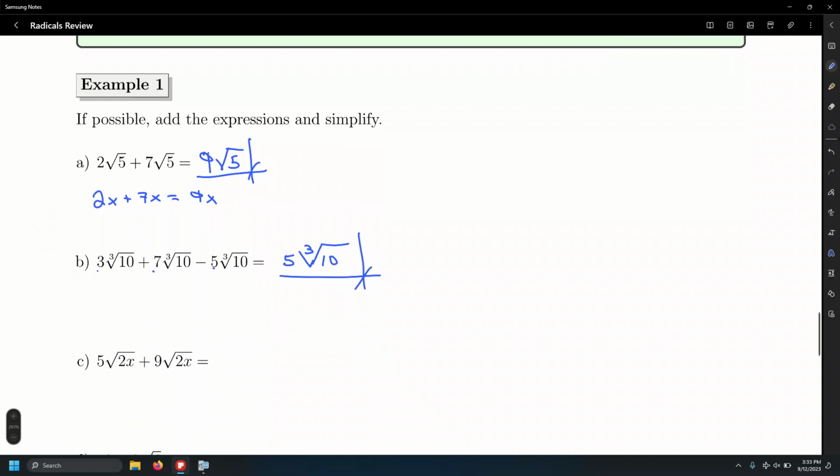Now, let's combine not just numerical values inside of the radical, but also variable terms as well. Now, here is the thing. Do we have the same index for these radicals? Do we have the same quantity inside of those radicals? So they're like terms for sure. All we do, 5 plus 9, 14 square root of 2x. All right?